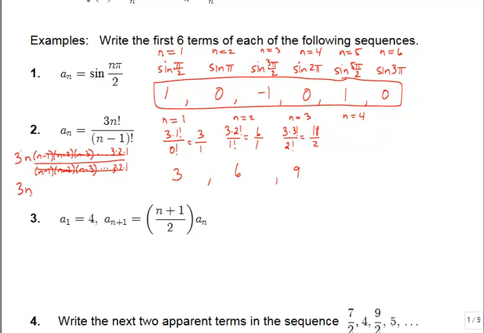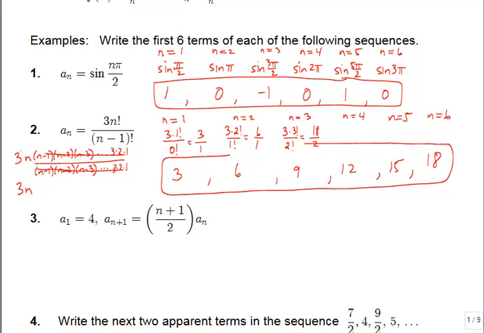And in fact, when n is 1, we get 3. When n is 2, we got 6. When n was 3, we get 9. So if n is 4, we should expect to get 12. When n is 5, 3 times 5 is 15. And when n is 6, 3 times 6 is 18. So by doing a little bit of simplifying first, we can get a much easier route to our answers.